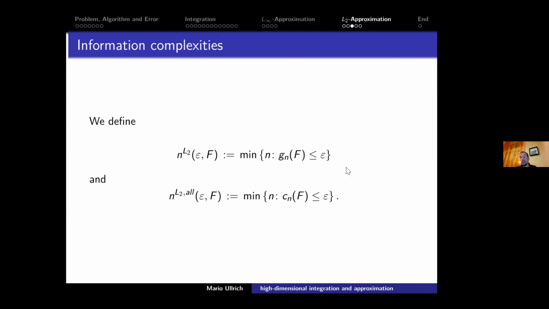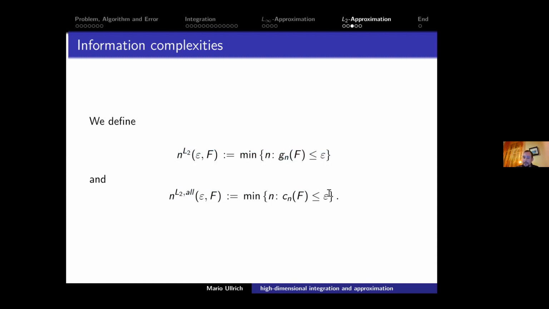And to come back to information complexity, we define these complexities, I call them NL2 here, which is the minimal number of information, minimal number of function evaluations you need, such that the sampling numbers are smaller than epsilon. And here I call it NL2 and write "all" because it stands for all algorithms. It's just the minimal n such that the sampling widths are smaller than epsilon. Clearly this is the best we can do. And in practice, we usually only have this guy.